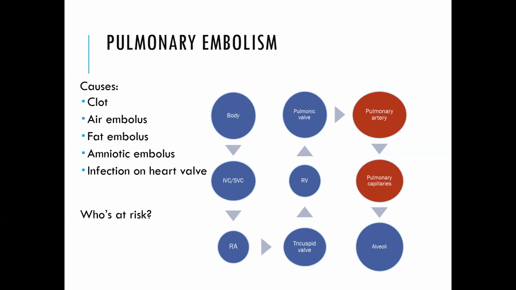So let's talk about clots first. Biggest one, DVT. A clot that originates in the lower extremities or in the upper extremity that breaks loose, either comes in through the superior vena cava or inferior vena cava into your right atrium and gets wedged in a pulmonary artery. We can have clots from atrial fibrillation.